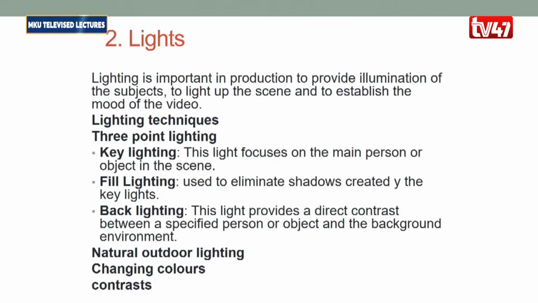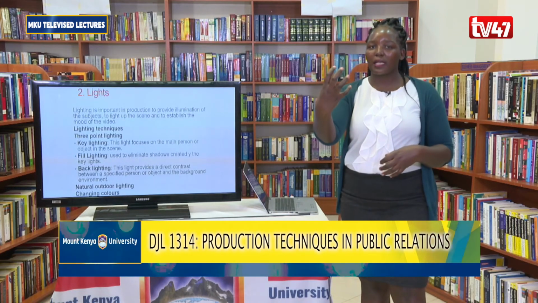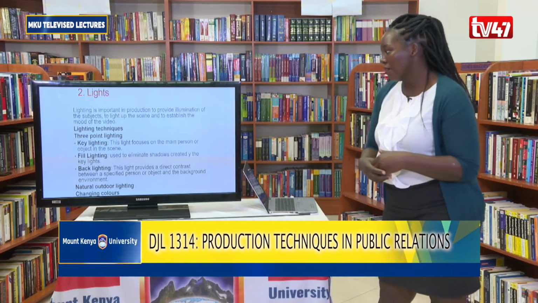And in the 3-point lighting, or if you decide to use a 3-point lighting in your production, that means you'll have 3 different types of light, which is the key light. And the key light focuses on the main person or on the object in the scene. So if you have a key light, it is the one that is focusing on the subject in the scene. We have the fill light.